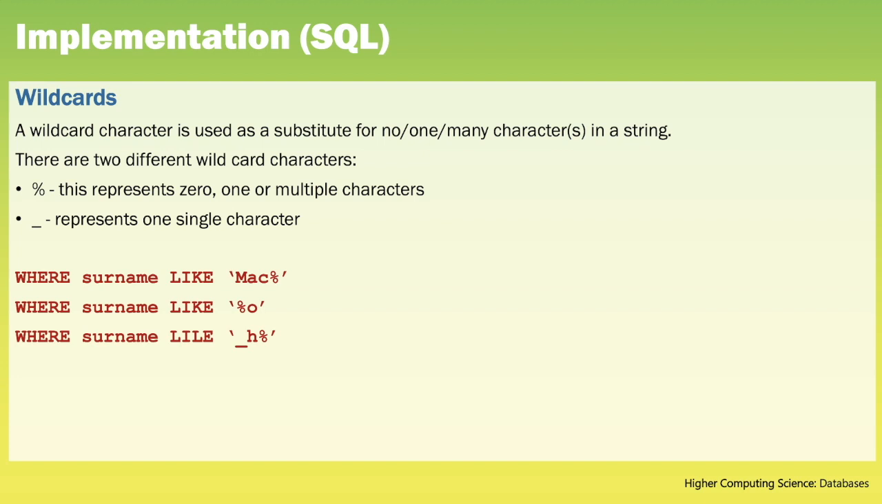If you use Microsoft Access, the wildcard characters are asterisk and question mark, instead of the percentage and underscore characters respectively. Where surname like Mac percentage will find any surname that starts with Mac. Where surname like percentage O will find any surname that ends with the letter O. Where surname like underscore H percentage will find any surnames that have H in the second position.